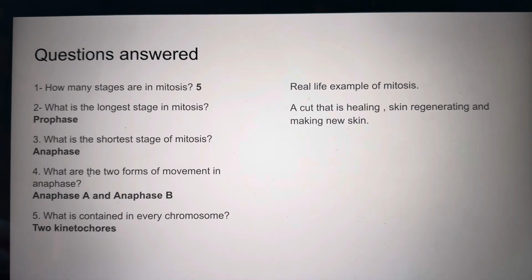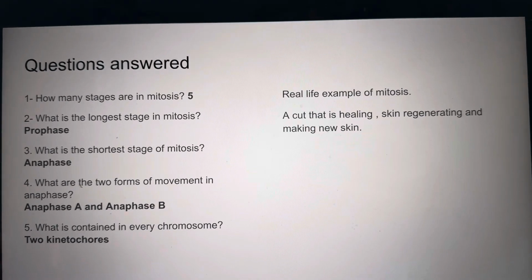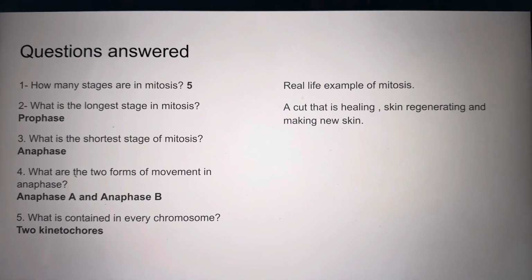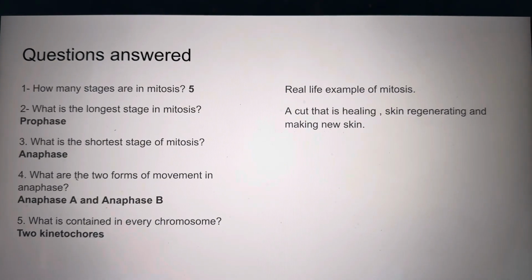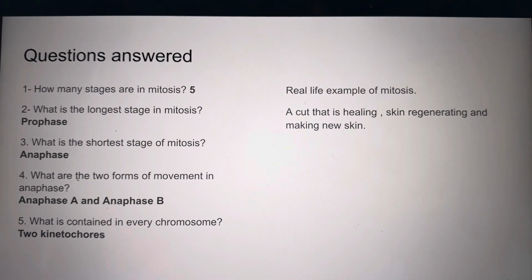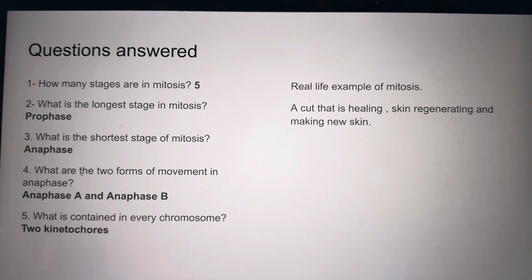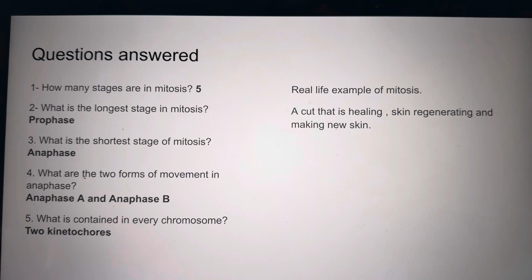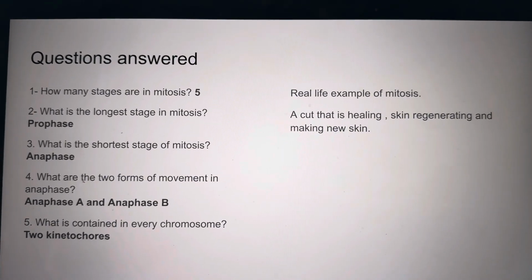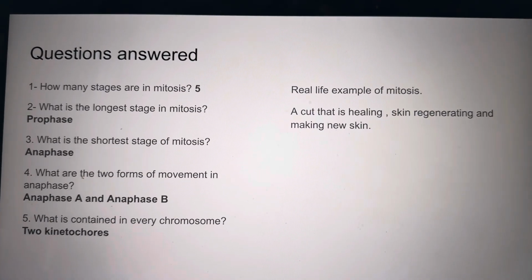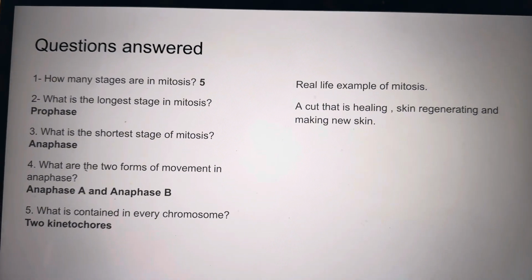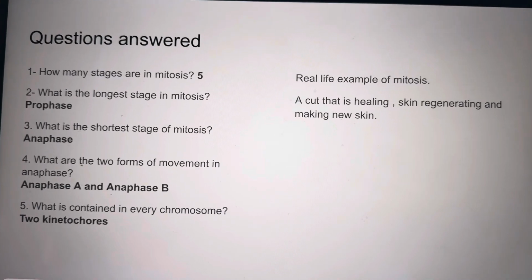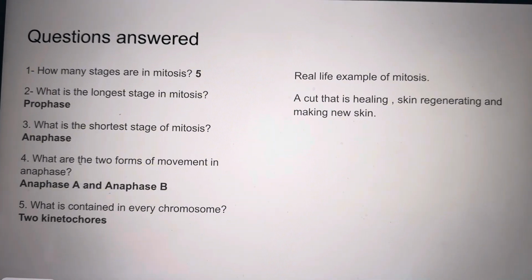So we're going to be answering the questions that we had from the beginning. How many stages are in mitosis? There are 5 total stages. What is the longest stage in mitosis? That would be prophase, which is the very first stage. What is the shortest stage of mitosis? That is anaphase, which is the 4th stage. What are the 2 forms of movement in anaphase? Anaphase A and anaphase B. What is contained in every chromosome?